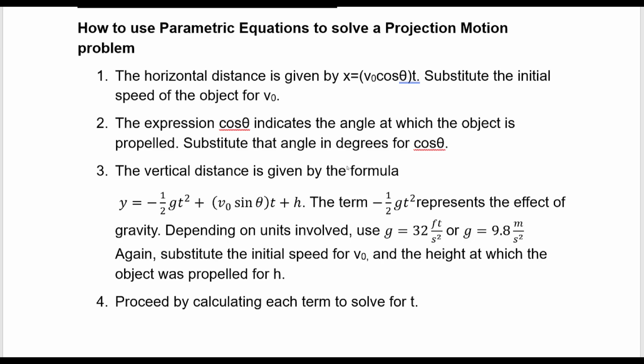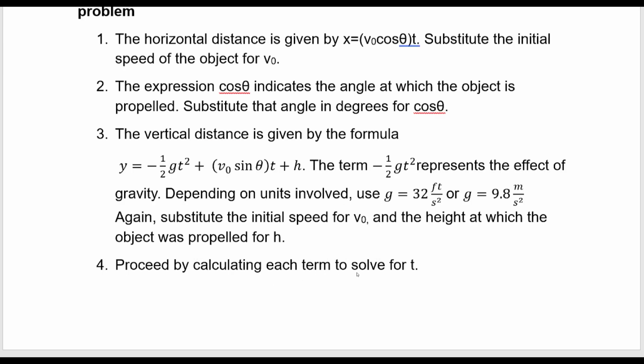The vertical distance is given by the formula y equals -1/2 g t squared plus v naught sine theta t plus h. So -1/2 g t squared represents the effect of gravity, and so depends on the situation. If we're using the English or imperial system, it's 32 feet per second squared. If we're using the metric system, it's 9.8 meters per second squared. Again, substitute the initial speed for v naught and the initial height at which the object was propelled for h, and proceed by calculating each term to solve for t.